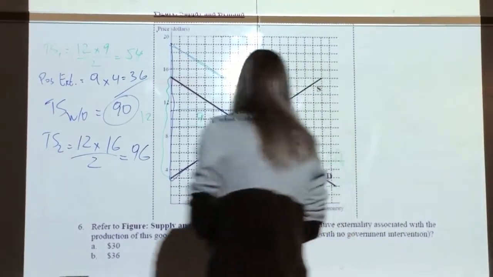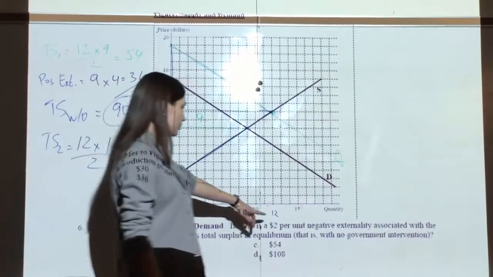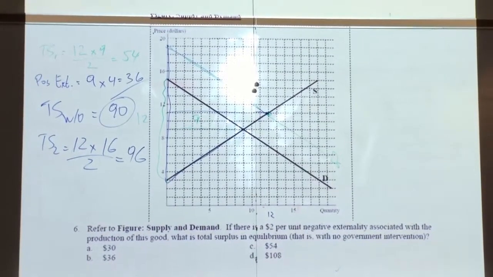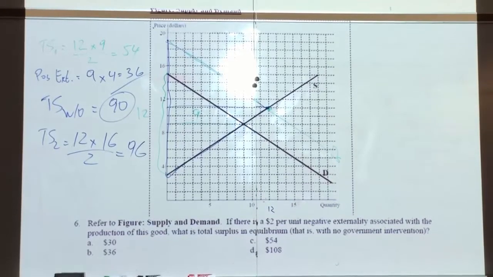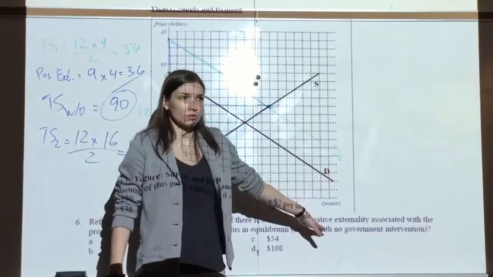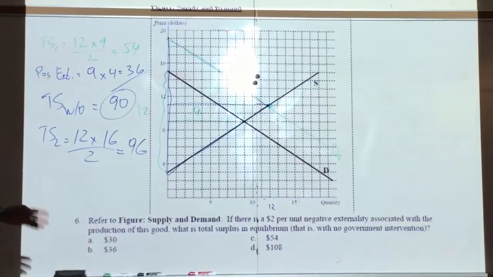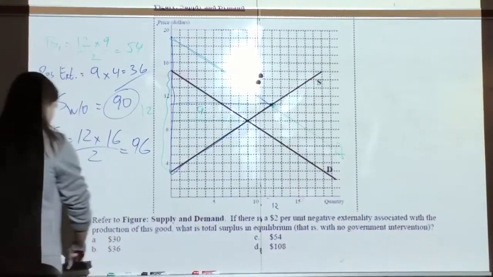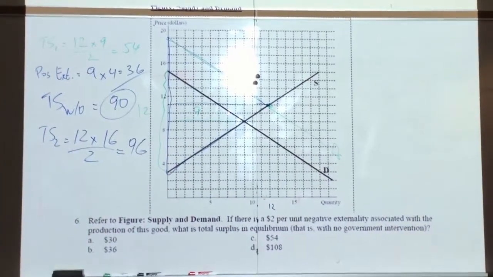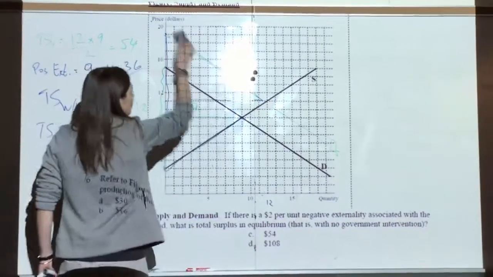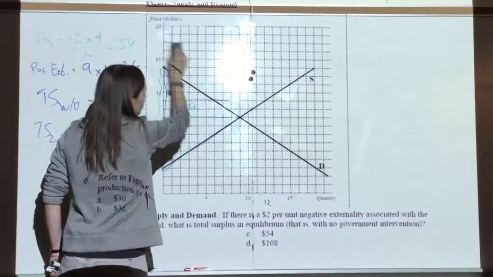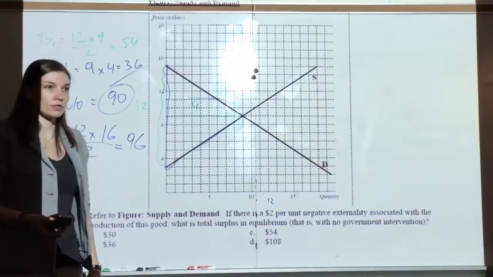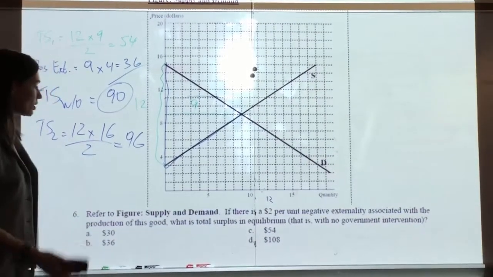Alright, so in the same scenario, if there is a 2 per unit negative externality this time associated with this good, what is total surplus in equilibrium, meaning with no government intervention? There's nothing going on, the government is not imposing any taxes. What is total surplus in that case? However, we do know that there's a $2 per unit negative externality. So what is total surplus?